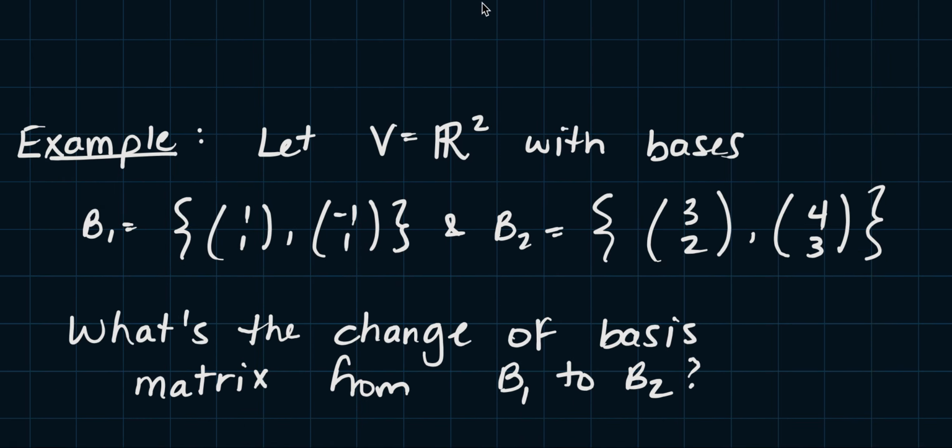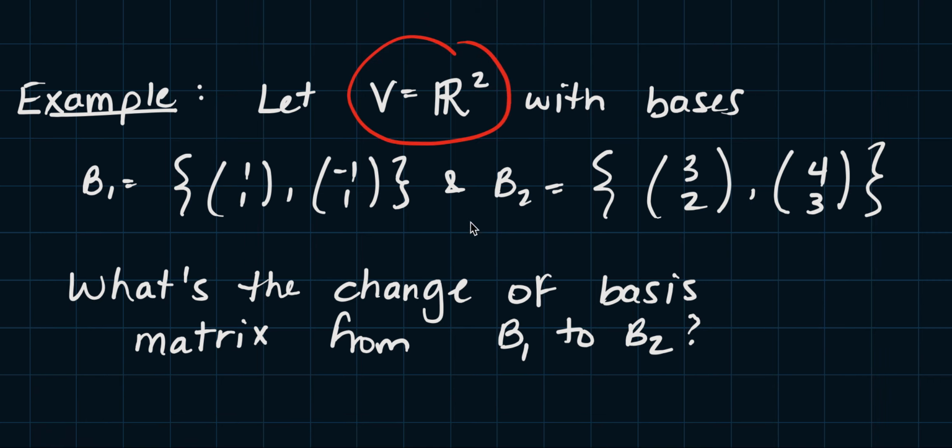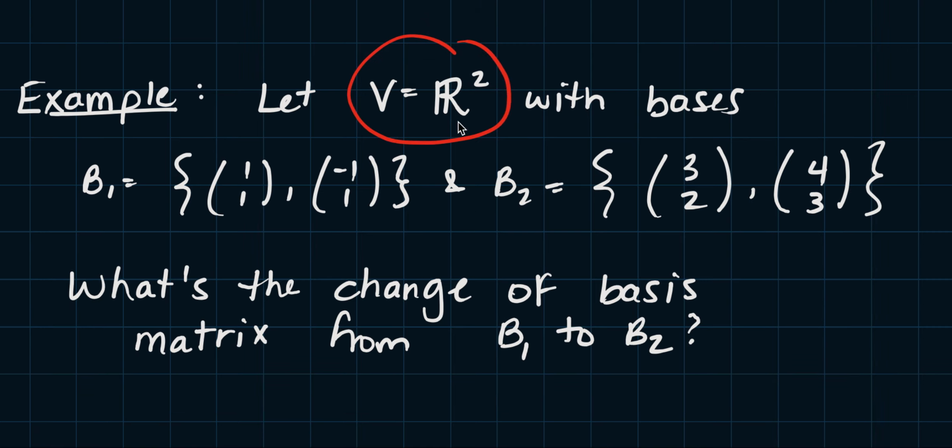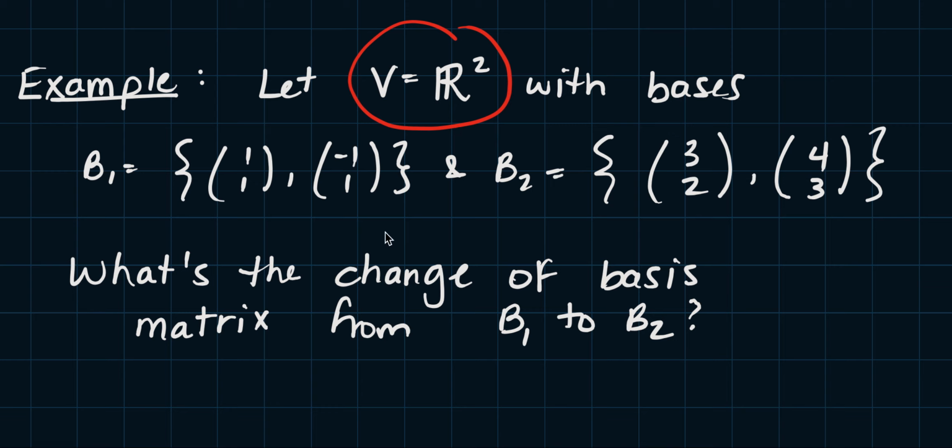Let's say we have V is equal to R2, so the 2 by 1 column matrices. And here I'm going to give you two bases, both of these bases where we don't work with that much. Neither one of these bases are the standard basis. So 1, 1, negative 1, 1, 3, 2, 4, 3. So one question I could ask you is, are these what I'm calling bases, are they actually bases? So is this a basis for V, and is this a basis for V?